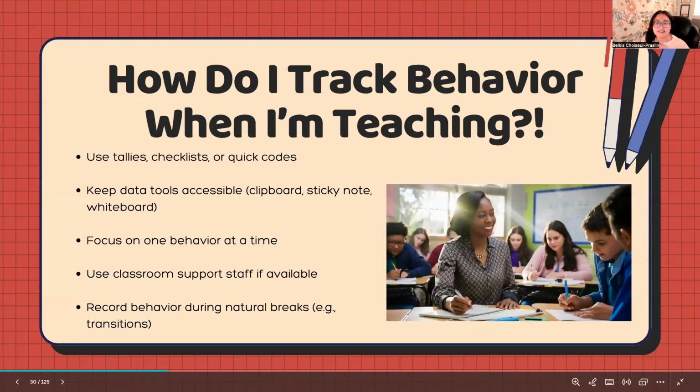This is my best advice to you. Keep your system for tracking simple. Use a sticky note, have a clipboard with tally marks, do a quick check on the whiteboard.